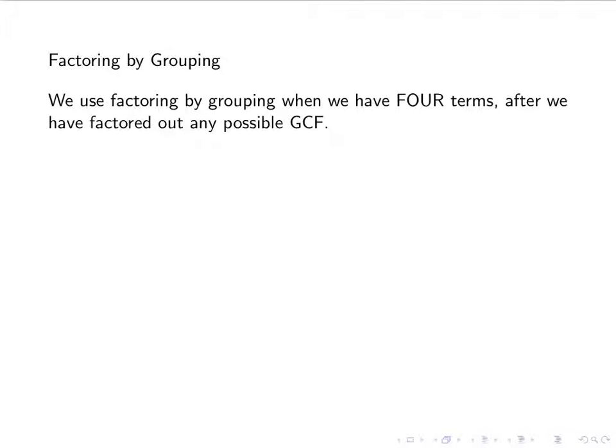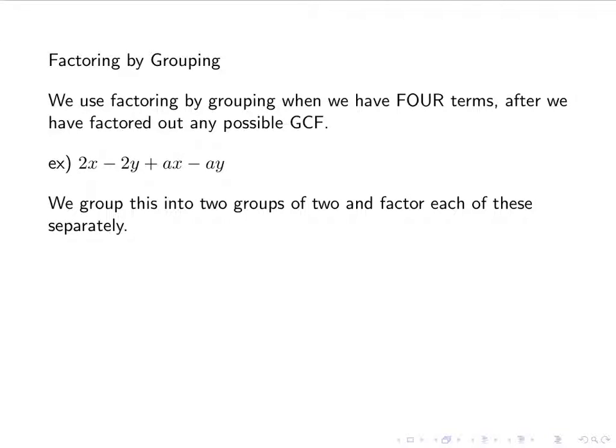So factoring by grouping is used when we have 4 terms, and you, again, always want to make sure that you factored out any possible GCF. So, again, you need 4 terms for factoring by grouping. So 2x minus 2y plus ax minus ay, 4 terms. There is no GCF. There's no factor that every term has in common. So what we do is we group these into 2 groups of 2 and then factor each of those separately.